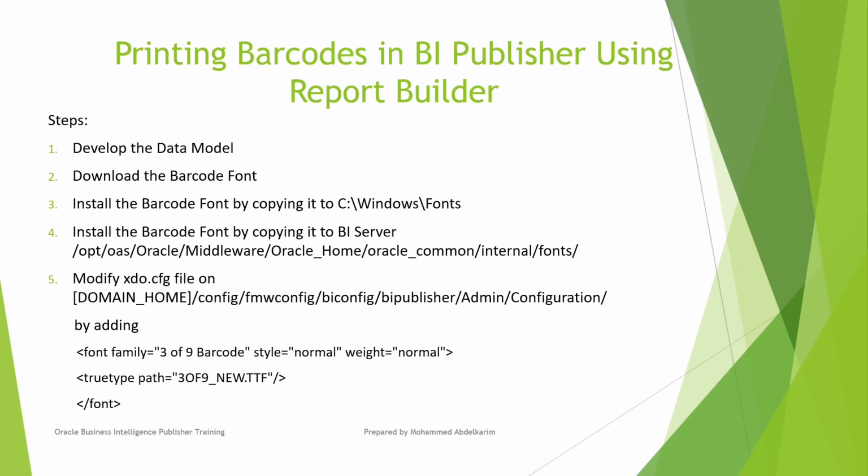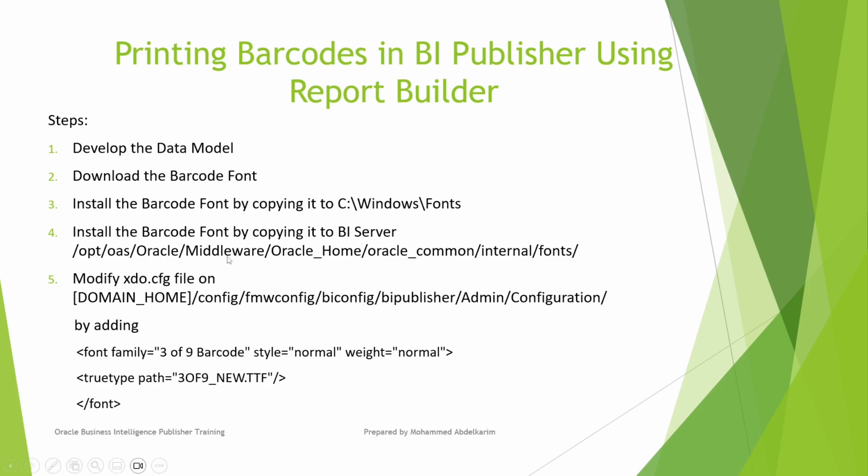The steps for printing a barcode in BI Publisher using Report Builder. Step number 1, develop the data model. Step number 2, download the barcode font. Step number 3, install the barcode font by copying it to Windows/fonts, or wherever you installed Windows. Step number 4, install the barcode font by copying it to the BI server.